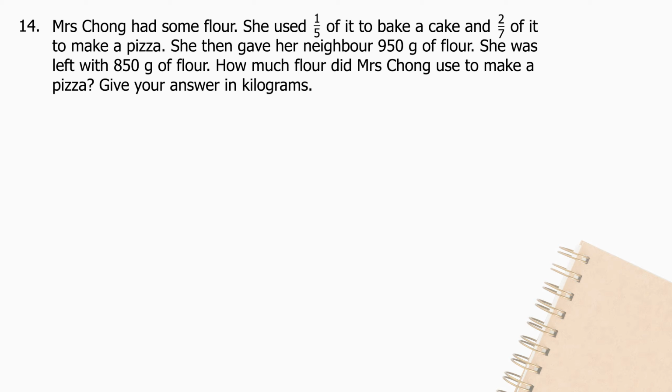Question 14. Mrs. Chong had some flour. She used 1/5 of it to bake a cake, and 2/7 of it to make a pizza. She then gave her neighbor 950 grams of flour. She was left with 850 grams of flour. How much flour did Mrs. Chong use to make a pizza? Give your answer in kilograms.